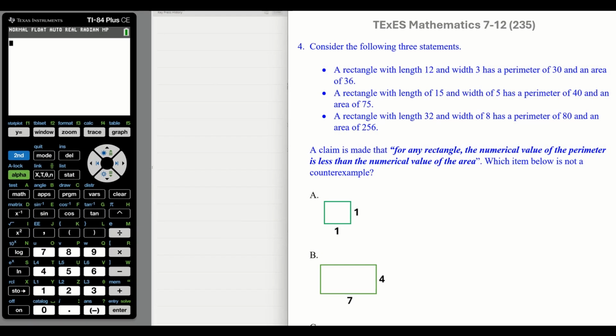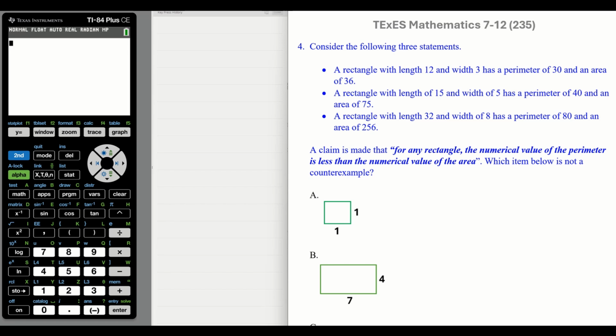Number 4, consider the following three statements. A rectangle with length 12 and width 3 has a perimeter of 30 and an area of 36. A rectangle with a length of 15 and a width of 5 has a perimeter of 40 and an area of 75. A rectangle with a length of 32 and a width of 8 has a perimeter of 8 and an area of 256. All right.